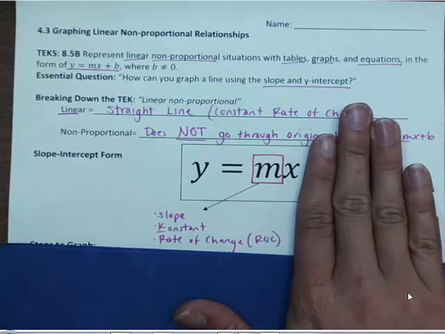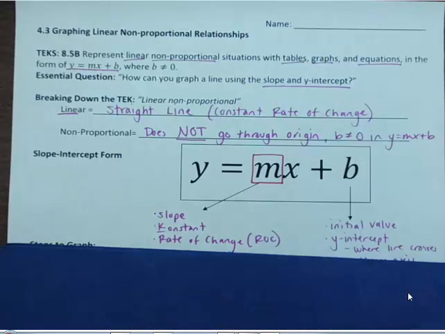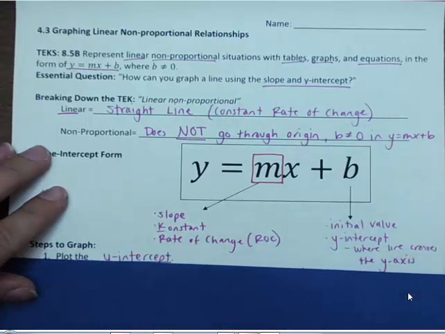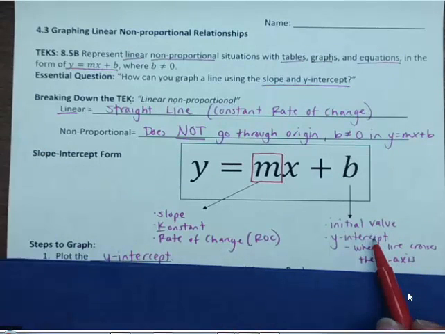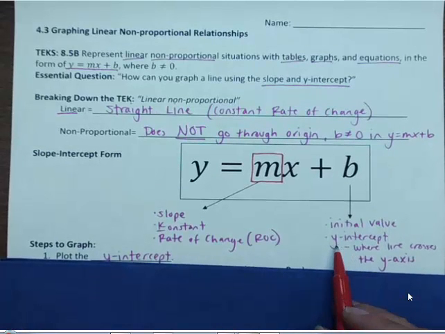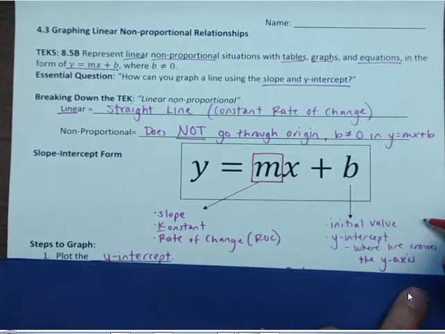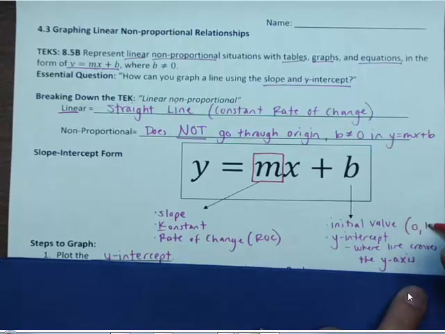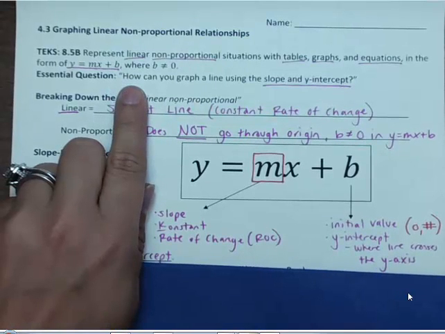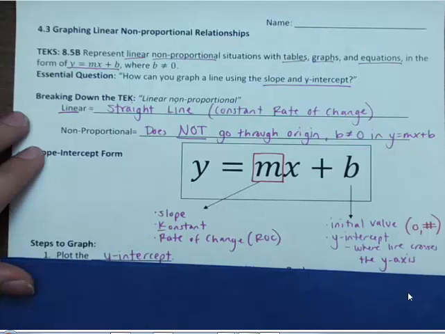So m is our slope. B, on the other hand, is going to be our initial value. It's also our y-intercept, and that just means wherever the line crosses the y-axis, that is our y-intercept. So that point is always going to be 0, comma, a number, and we might see that in a table as well. So again, remember, our essential question is, how can you graph a line using the slope and y-intercept? Let's just write out the steps.